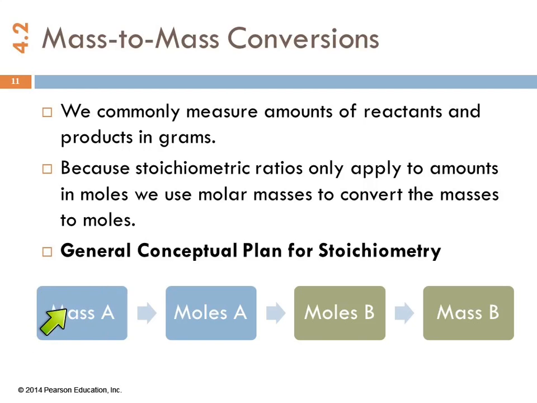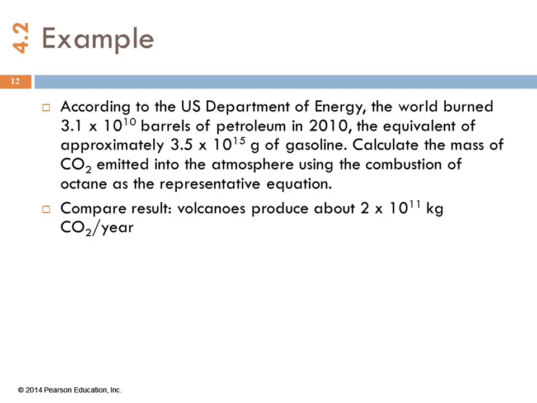You have a mass of A, and how do we convert from mass to moles? Remember? Molar mass, right? We calculate the molar mass. It relates the number of grams to the number of moles. Moles of A to moles of B, we use the coefficients from the balanced chemical equation. And then moles back to grams, we use the molar mass for whatever B is. So let's do an example.